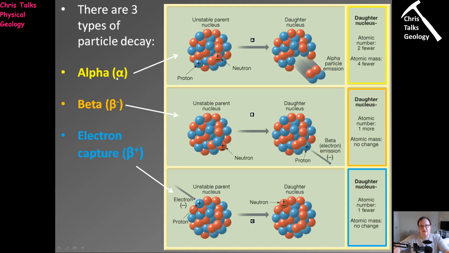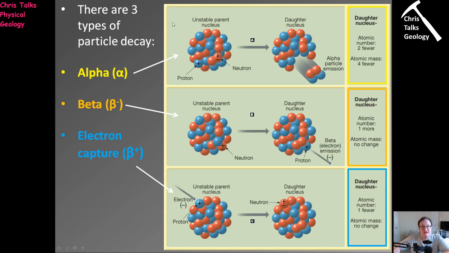Alright, so now after the previous slide where I completely mucked up the types of decay, let's just go through them now. So here we have our three types of decay. Alpha decay, beta decay, also referred to as beta negative decay, and electron capture, which is referred to as beta positive decay. Alright, so what's happening in these three examples?